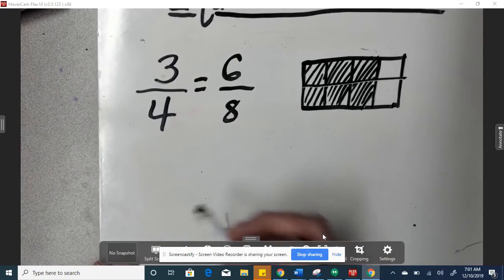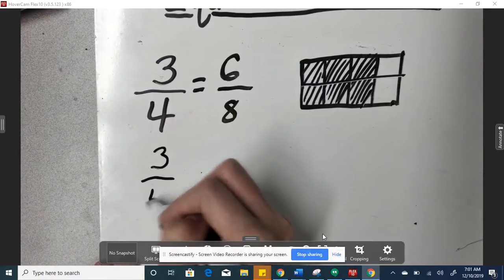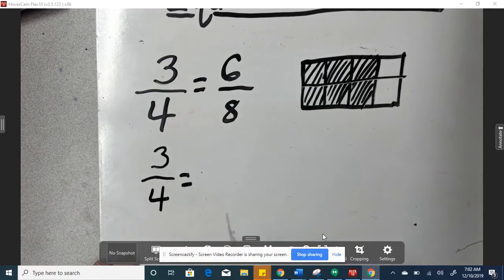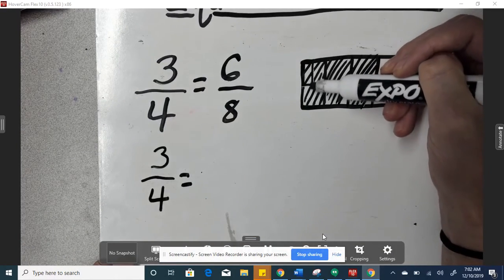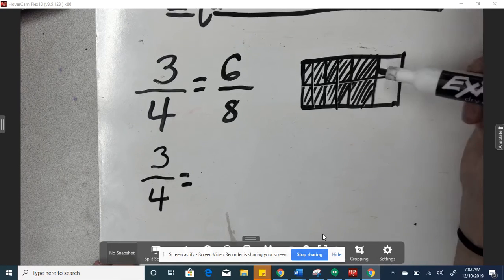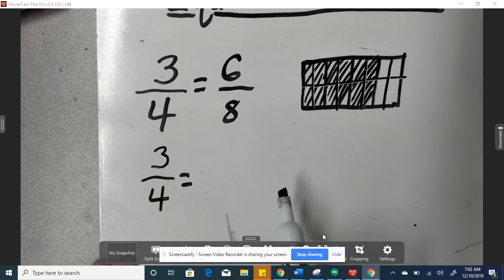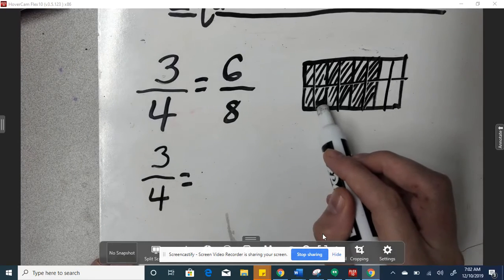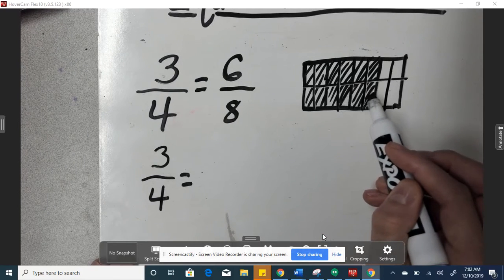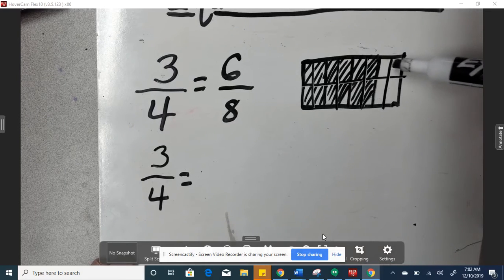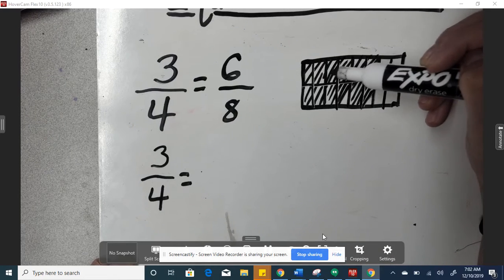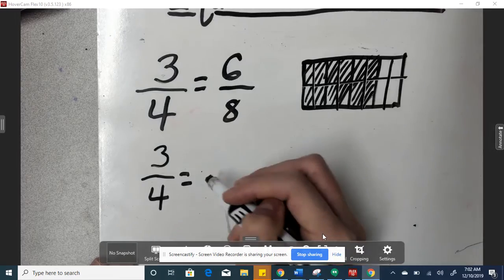Let's see if we can fold this even more. We have 3/4 that we're starting with. If we cut each of these portions in half, it makes sure all the pieces are equal sized. Okay, now the pieces got really small. So let's see. We have 1, 2, 3, 4, 5, 6, 7, 8, 9, 10, 11, 12, 13, 14, 15, 16 pieces.